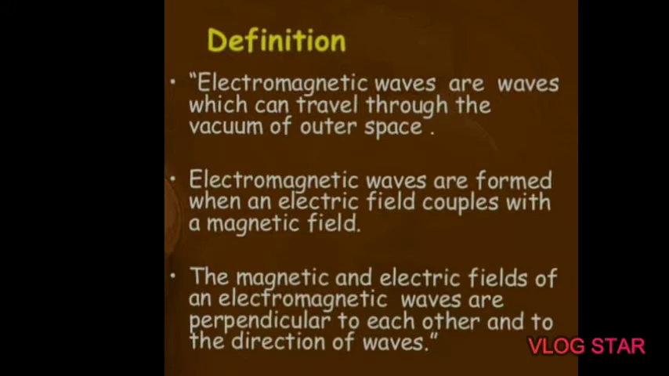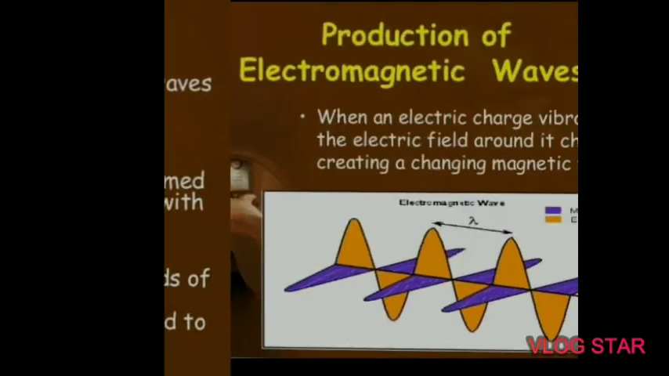Okay, so let us start first with the introductory part, the introduction of electromagnetism. As we know, electromagnetism is the branch of physics or electrical engineering which is used to study electric and magnetic properties. Electromagnetic waves are waves which can travel through the vacuum of outer space. Electromagnetic waves are formed when an electric field couples with a magnetic field. The magnetic and electric fields of an electromagnetic wave are perpendicular to each other and to the direction of the wave.